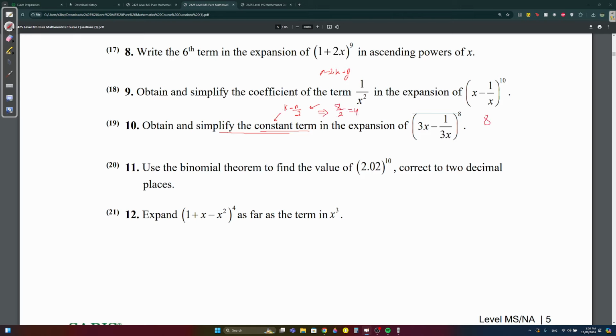Now, what's the general term here? 8 c k. I'm going to write k, I'm not going to write the power at the start, so you guys can get used to how to write it. 3x to the power of 8 minus k, times minus 1 over 3x to the power of k. We know k is 4, so 8 c 4, 3x to the power of 4, times minus 1 over 3x to the power of 4. 8 c 4, you just put this in a calculator.